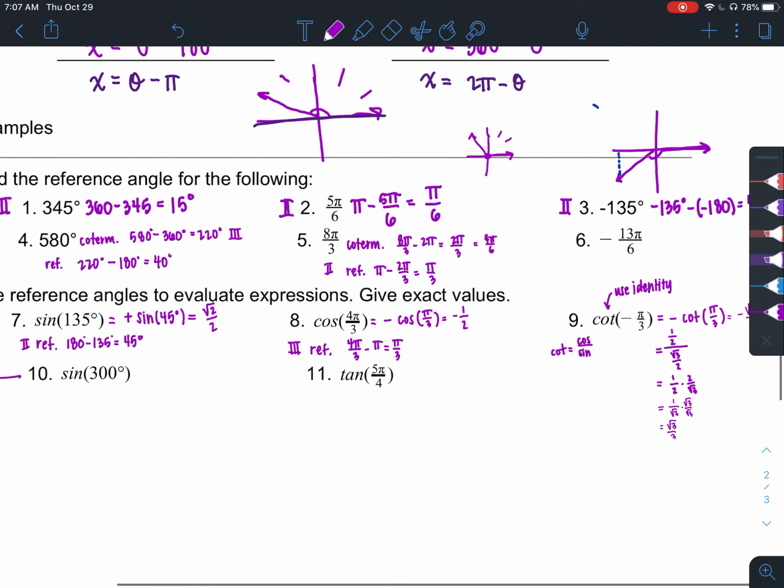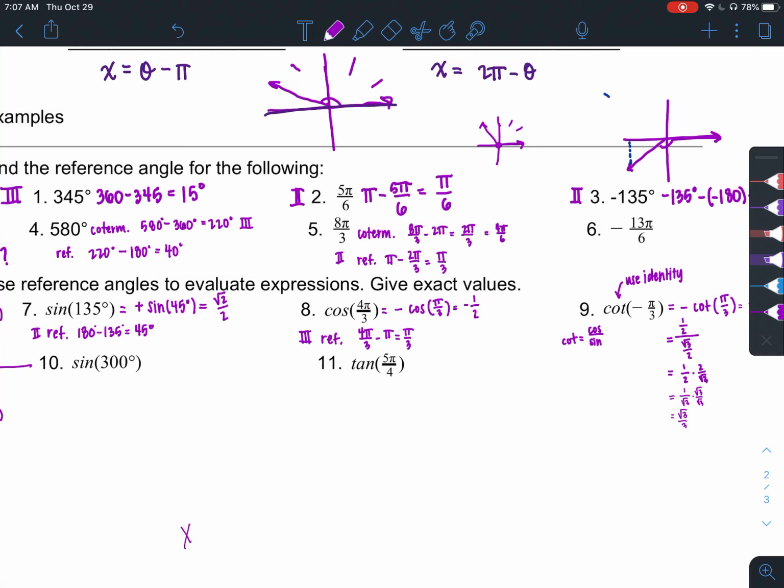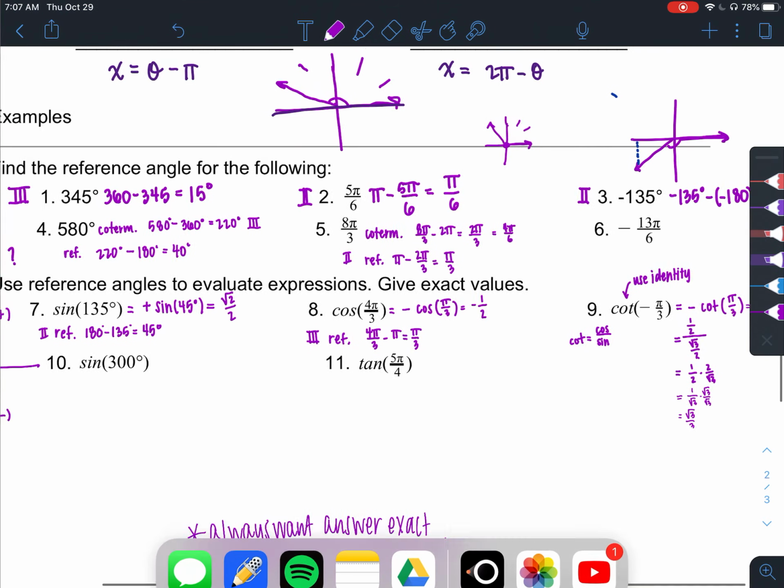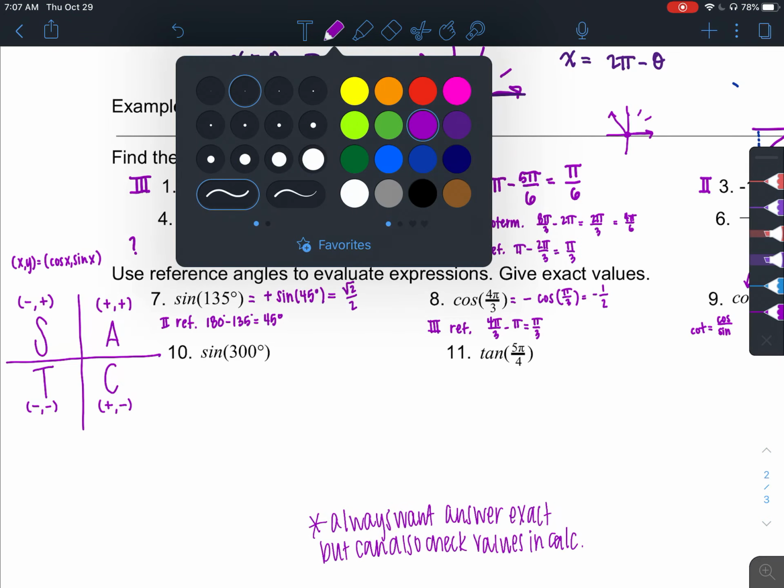Now, we always want our answer exact. But this is a hint that you can always check your values in your calculator. All right, with that being said, I want you to go ahead and do 10 and 11 on your own.